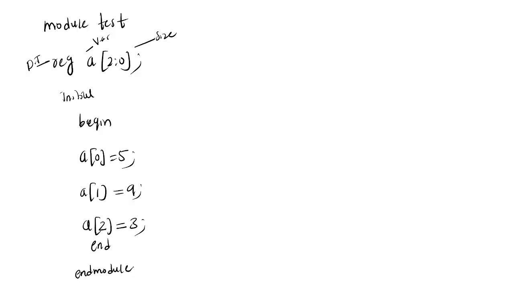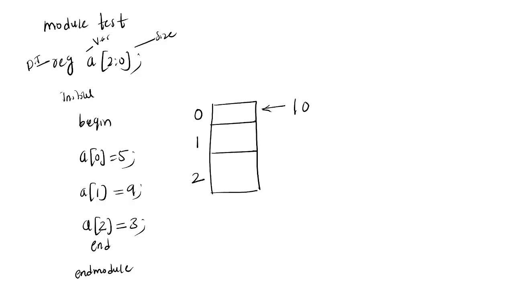End module. So how it will store in the array: reg is 1 bit, which means you are using an array. So this is the 0th index, this is the first index, and this is the second index. Normally 5 will be converted into 101 in binary, 9 means 1001, and 3 means 011.